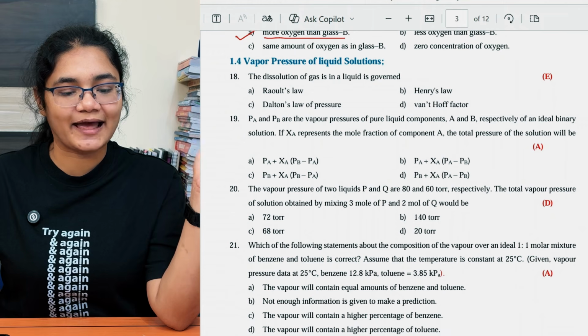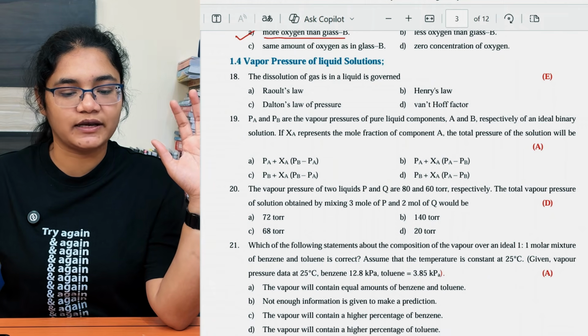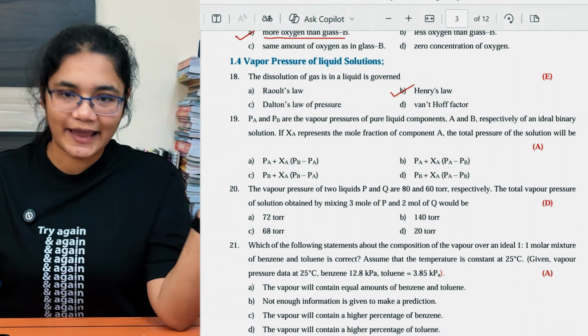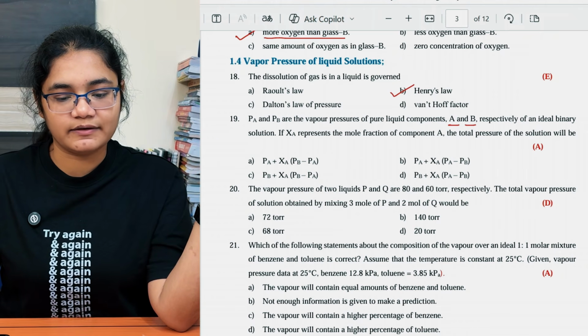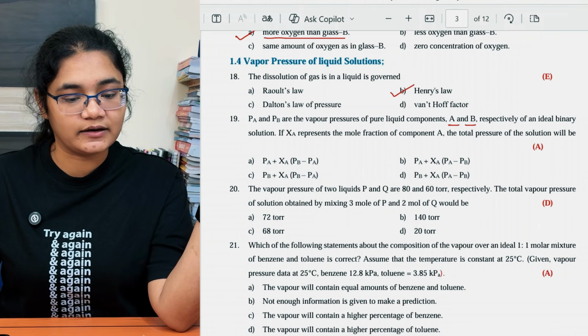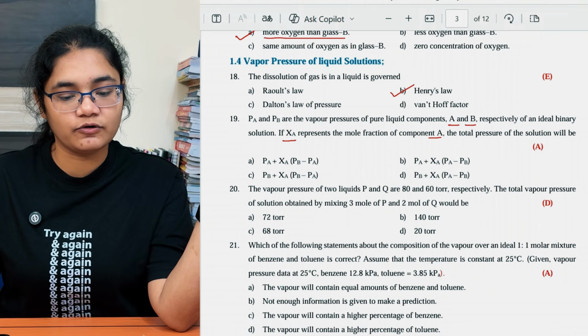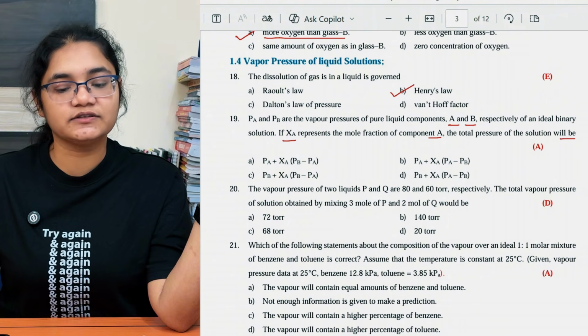The dissolution of gas in a liquid is governed by, this is a very important question and easy as well, Henry's law. PA and PB are the vapor pressures of pure liquid A and B respectively of an ideal binary solution. If XA represents the mole fraction of A, the total pressure of the solution will be.